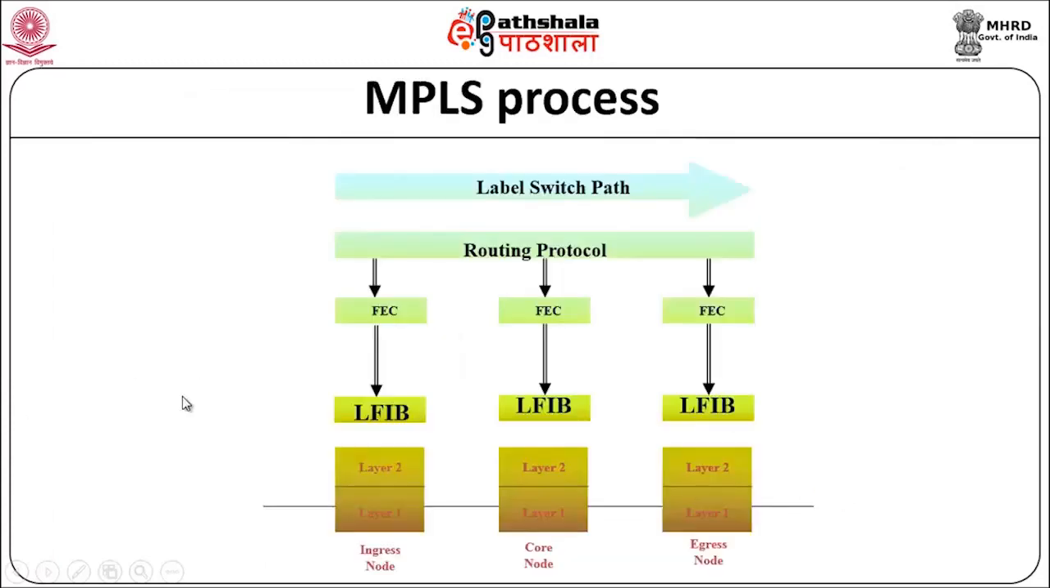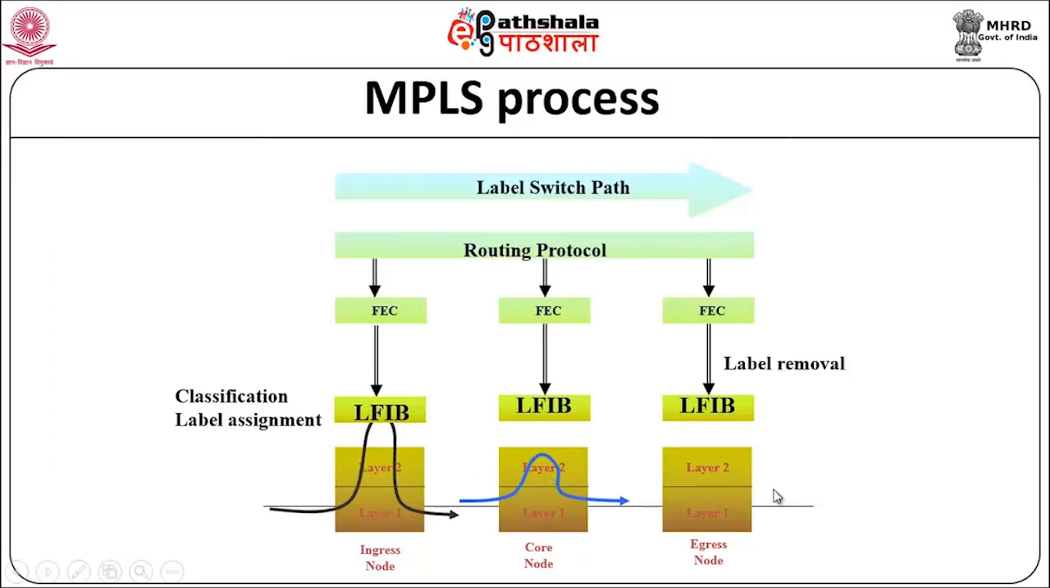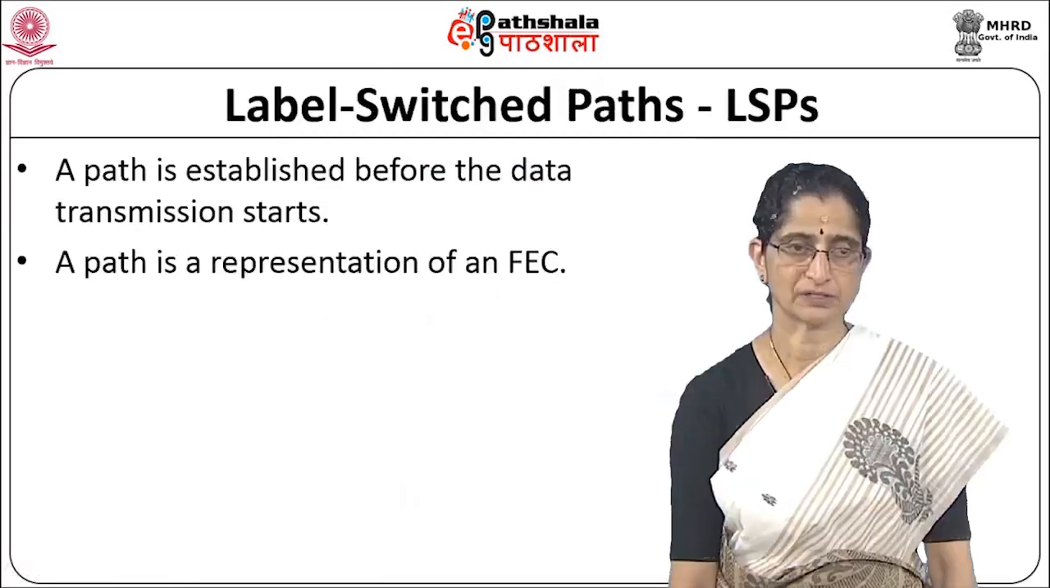So if you look at what is happening along the label switch path, you can see that at the ingress node, classification and label assignment, everything gets done. You look at the LFIB and do all the necessary label assignment. At the core nodes, only label switching is done, only label swapping is done. And at the egress node, label removal is done. Here again the LFIB will be contacted. So this is basically what happens.